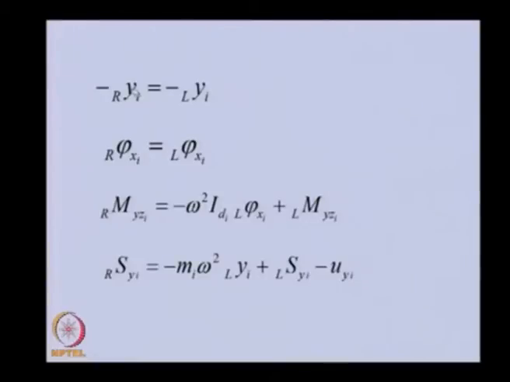As I pointed out, the translational displacement at both ends is the same, and the slope is also the same. These are the previous moment equation and the shear force equation, which I have written such that all the terms related to the right of the ith disk are on this side, and all the terms which have the left of i are on this side. So here all the terms have the L subscript.